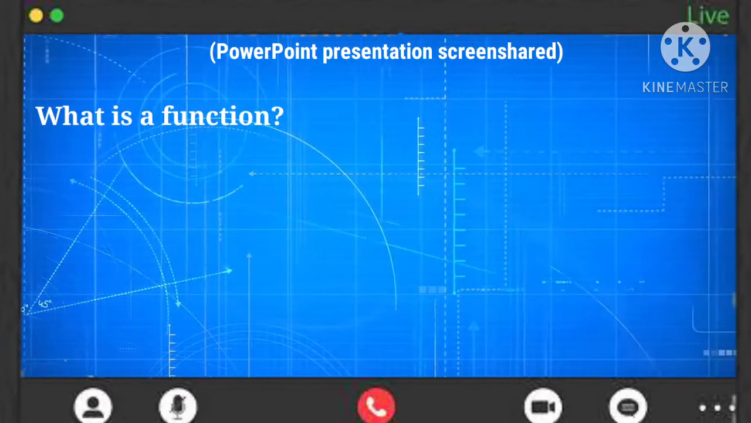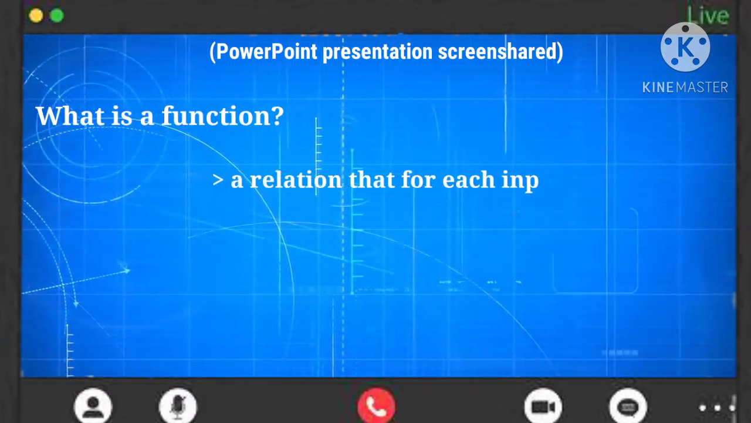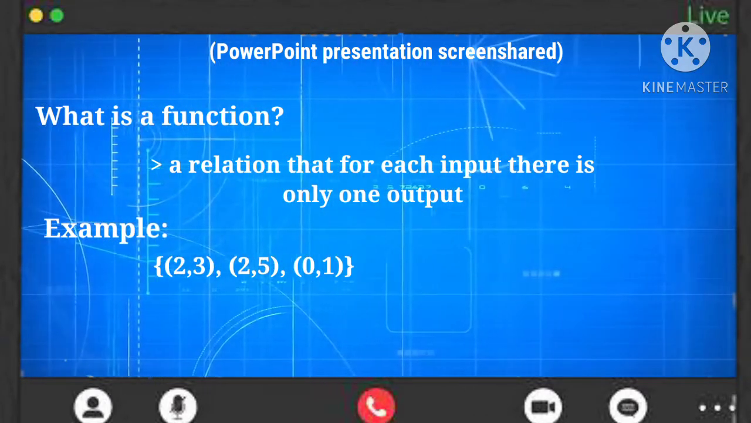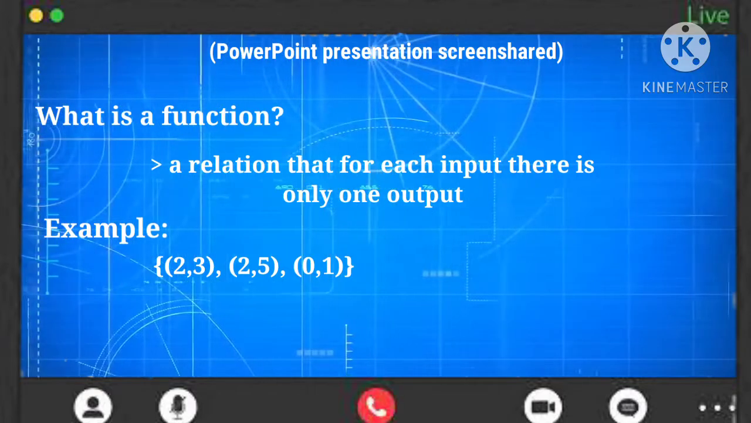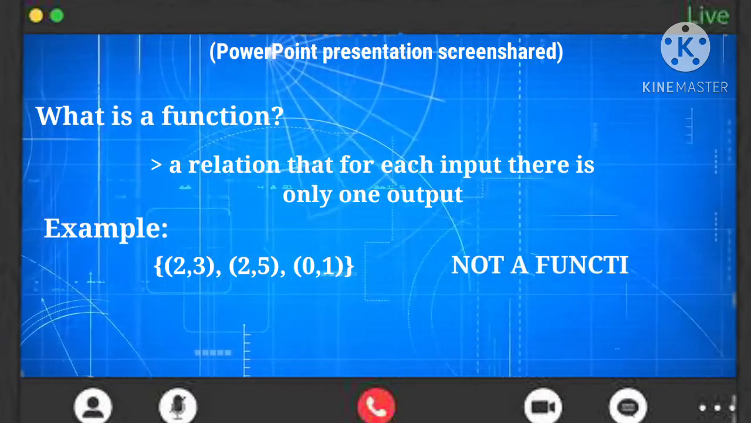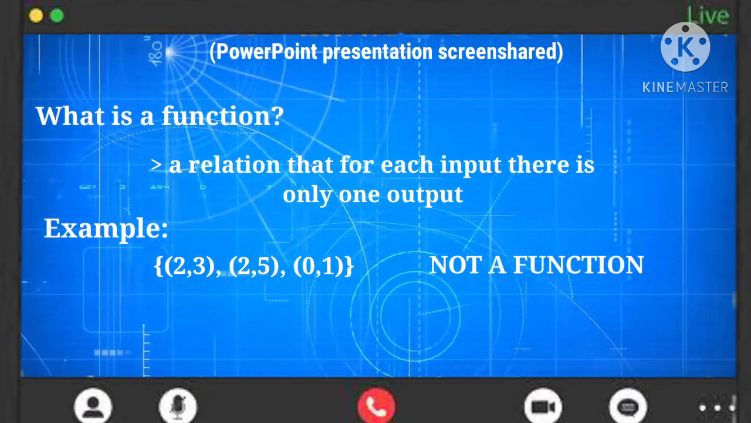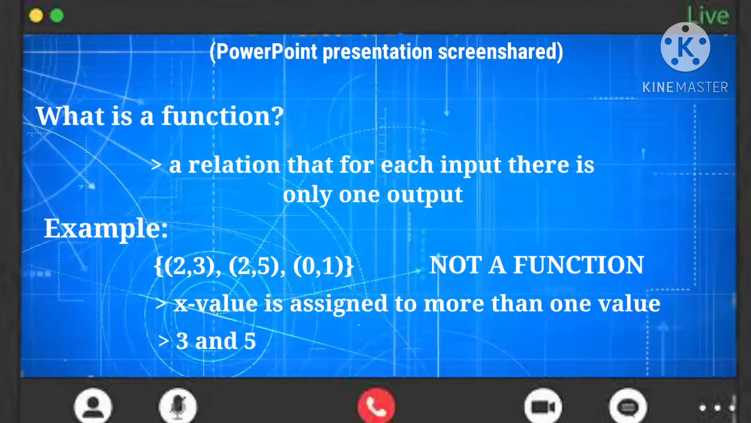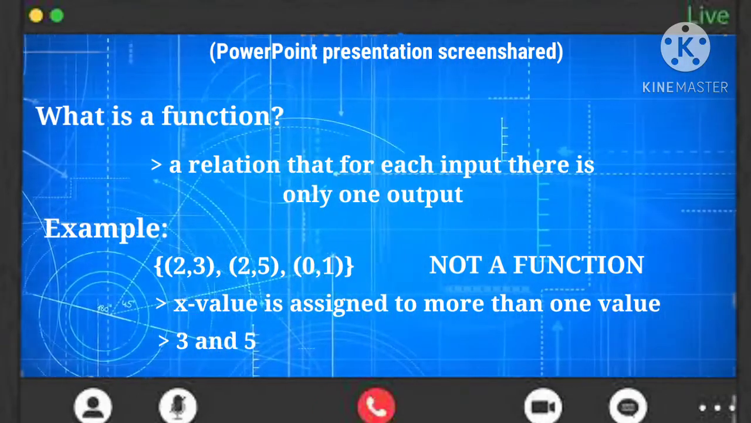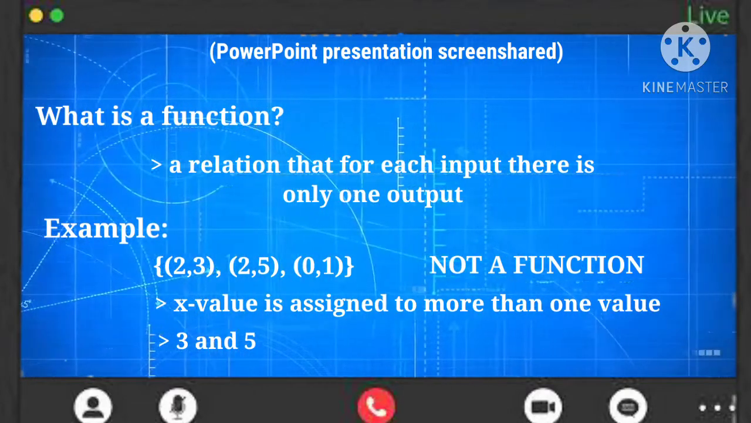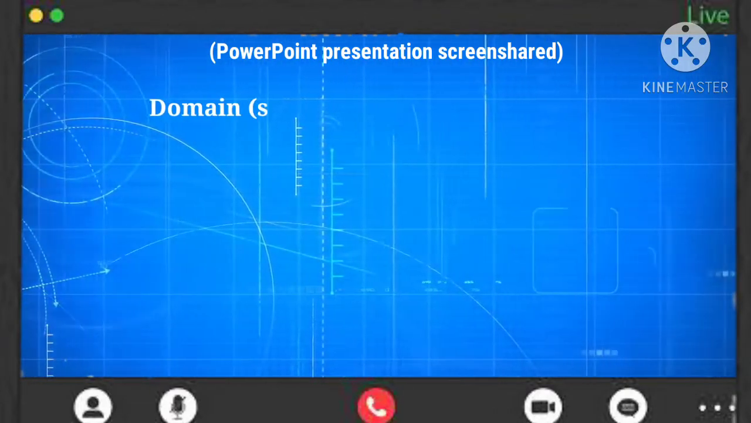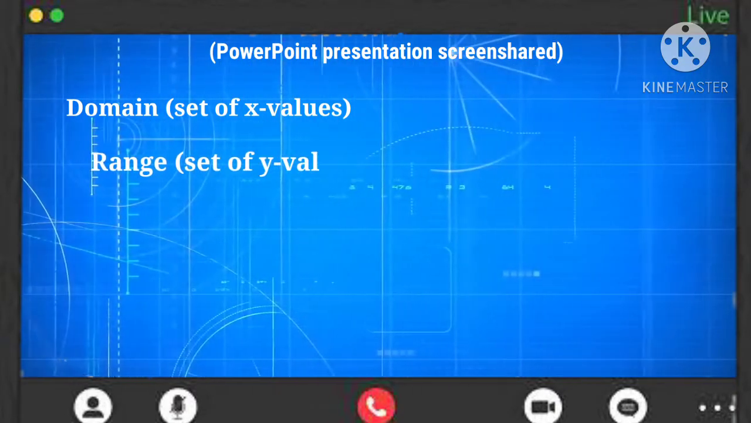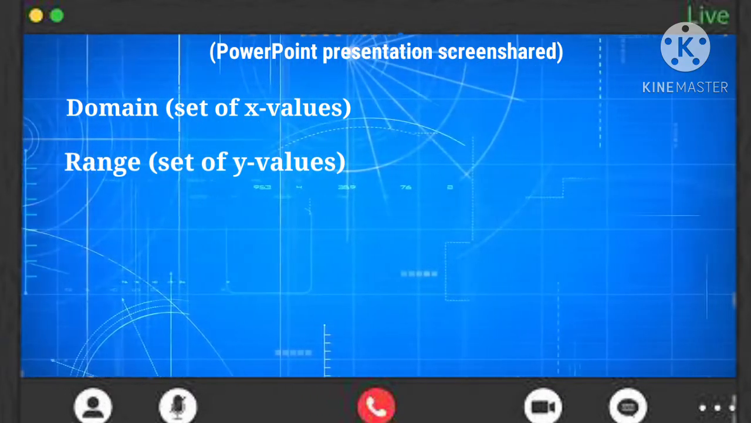A function is a relation in which for each input, there is only one output. Example, the set of (2, 3), (2, 5), and (0, 1). This is not a function since the x value is assigned more than one y value, namely 3 and 5. For every x value, there can only be one y value. Next, we define the domain as the set of x values and the range as the set of y values for which the relation is defined.